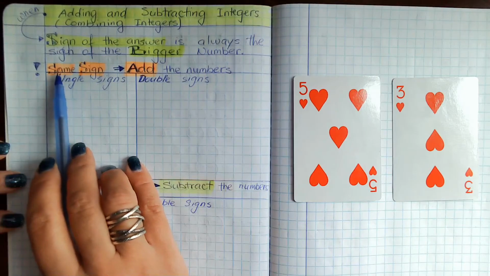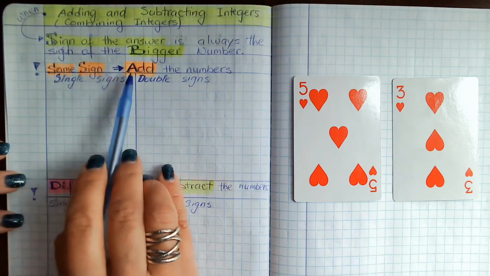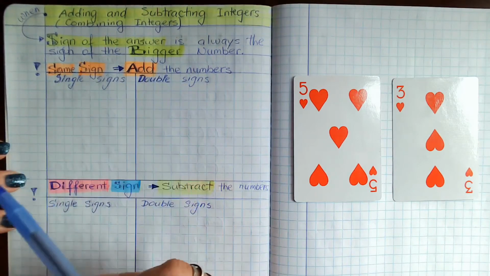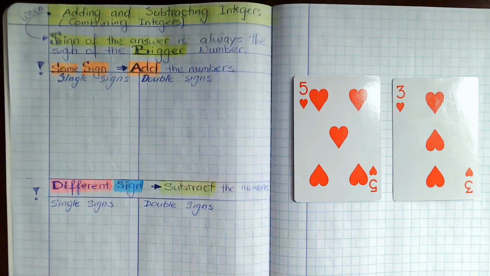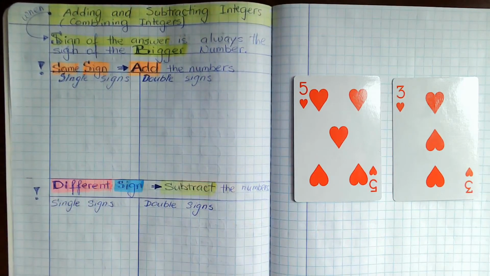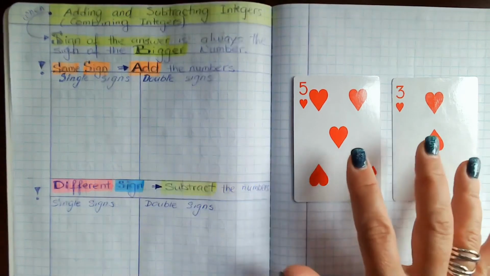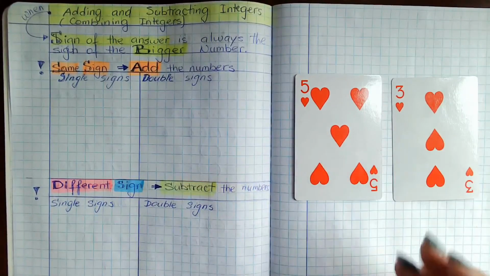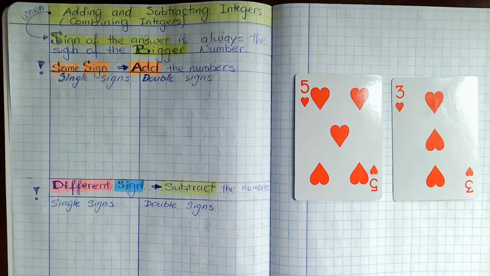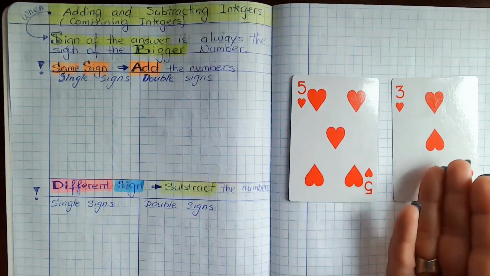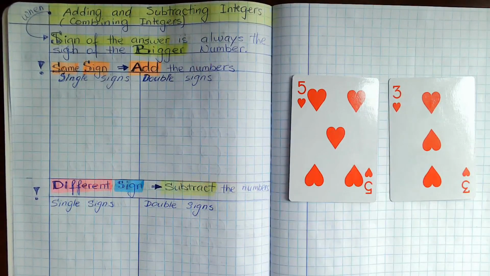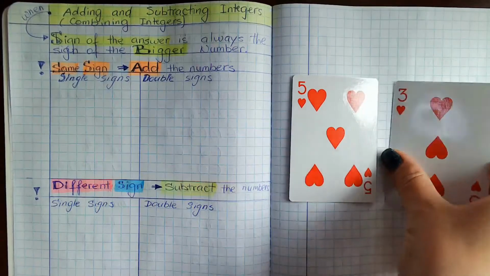Then I have the first rule. Same sign, add the numbers. Let's see a model with my cards here. Before I fill in some examples, I'm going to show you a few examples with the cards. I have hearts. If I have 5 hearts and 3 more hearts, how many hearts would that be? 8. That's good. 8 hearts.